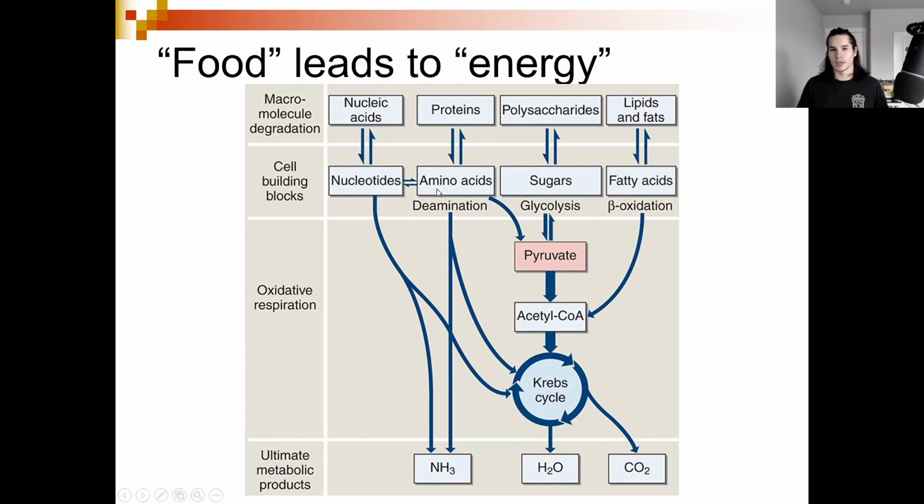We can also break down amino acids and nucleotides, amino acids through a process called deamination. And because amino acids are so variable, sometimes we can actually make acetyl-CoA with them, but we could also make intermediates within the Krebs cycle from breaking down those amino acids. And in the Krebs cycle, we churn out some NADH and FADH2. So it's not only sugars that give us energy.